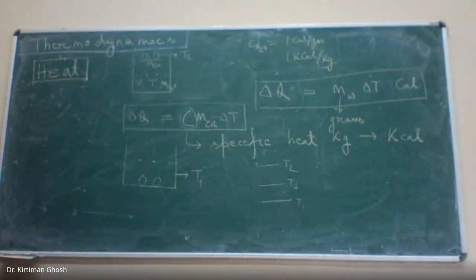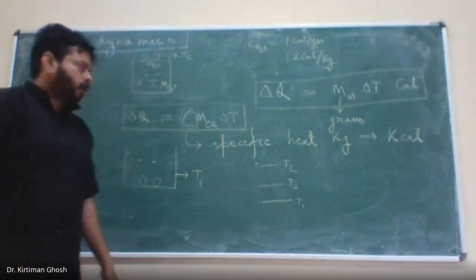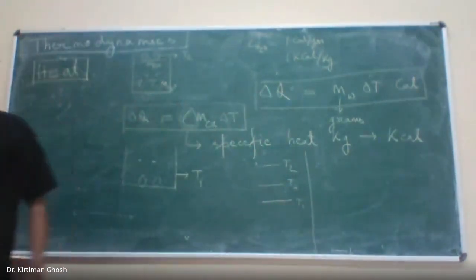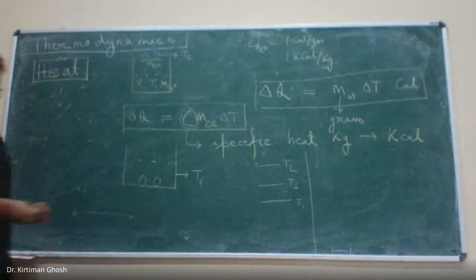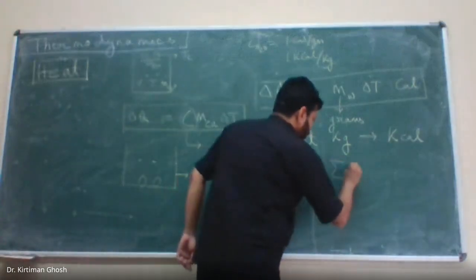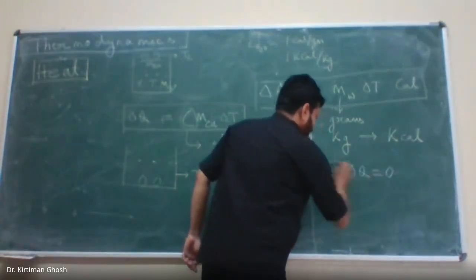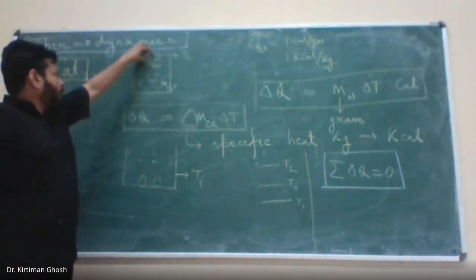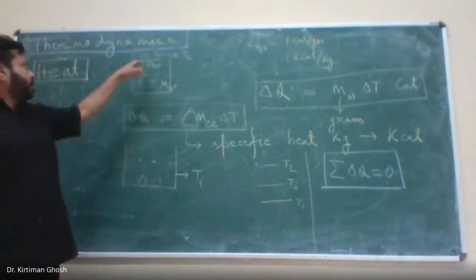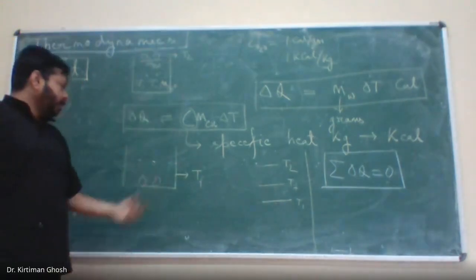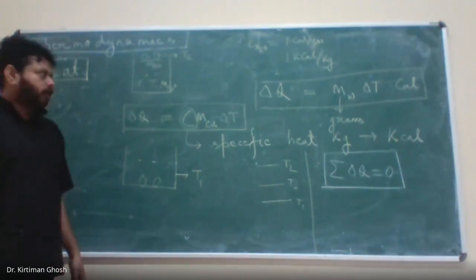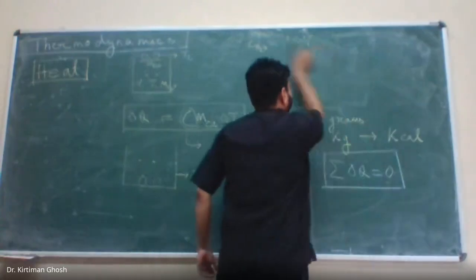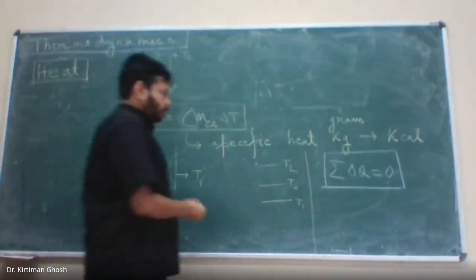So this is the situation. Now we introduce another postulate of thermodynamics. So what is the postulate? The postulate is that the summation over delta Q is equal to 0. When I drop the copper balls into this water, there is a change of delta Q in the copper ball, and there is a change of delta Q in the water bottle. So this is the postulate.